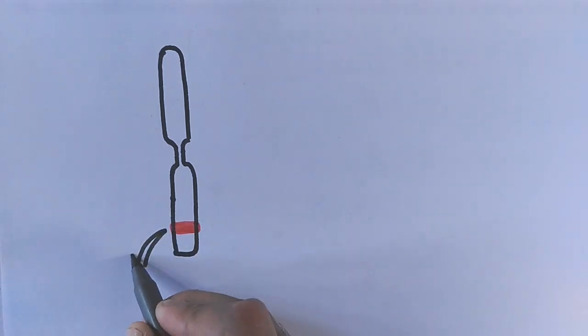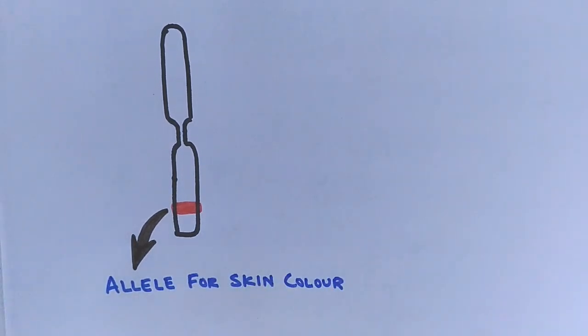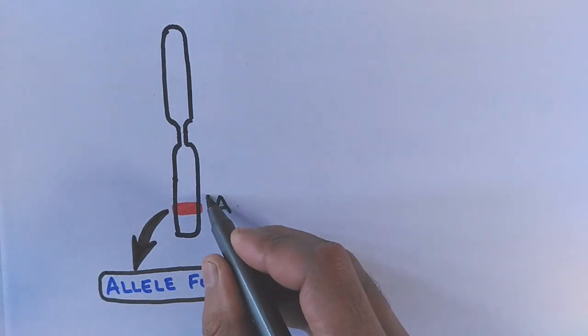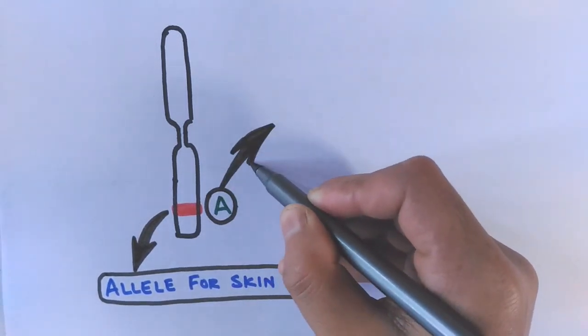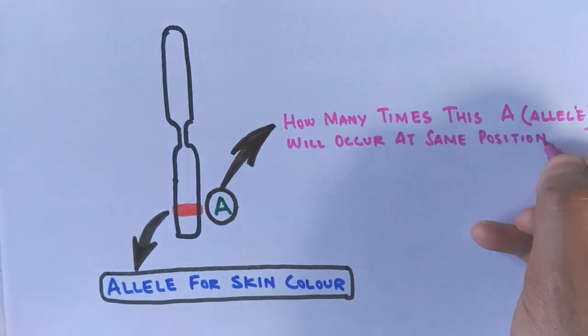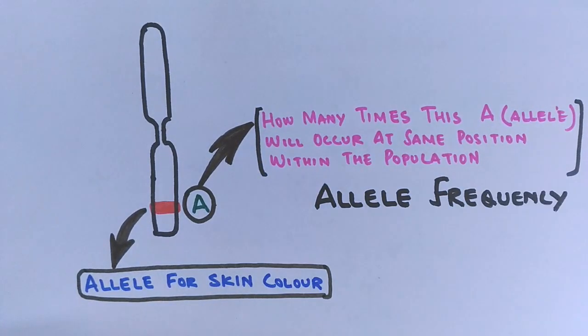On that portion, or you can say on the locus, it has got an allele for skin color. And let's call this allele a dominant one, that's A in uppercase. And within the population, let's say there are 100 individuals with the same allele at the same locus. So how many times this allele A will occur at the same locus within the population is the allele frequency or relative frequency of an allele.